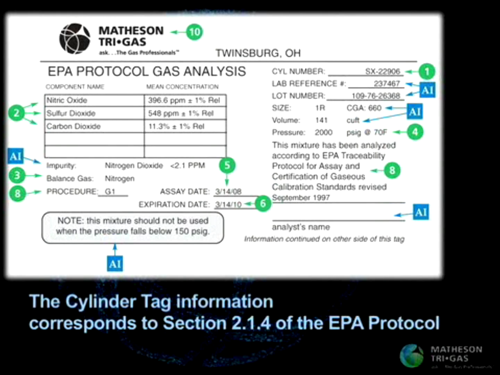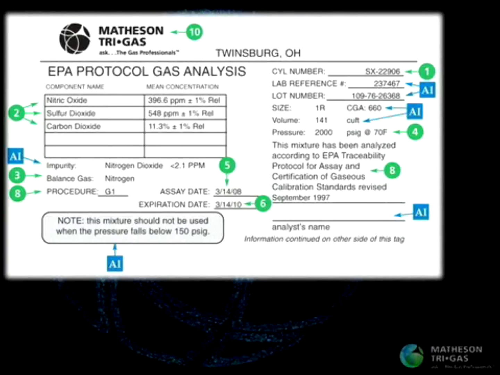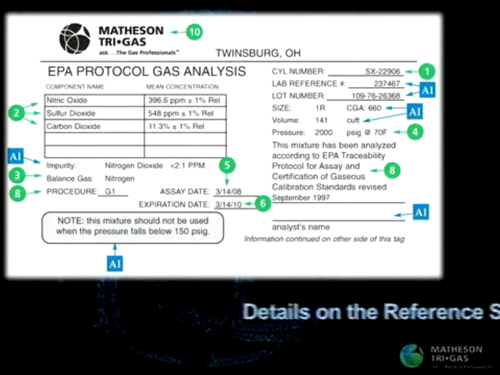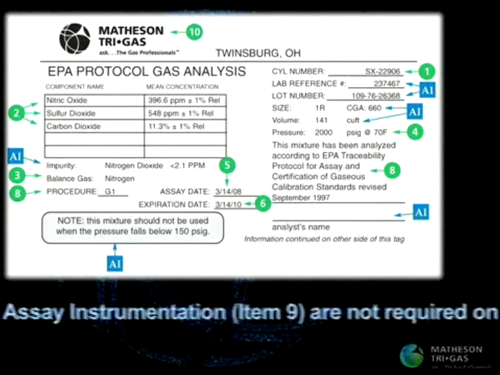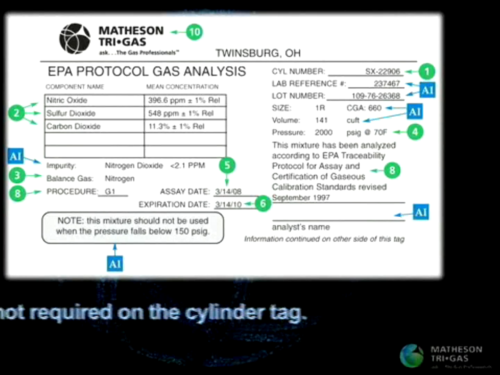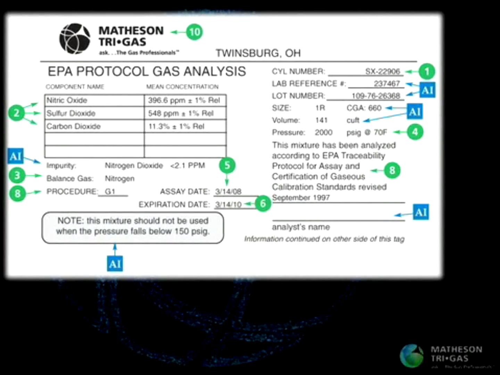5. Date of the assay certification. 6. Certification expiration date. The expiration date is calculated as the certification date plus the EPA specified certification period. 8. Statement that the assay certification was performed according to this protocol and the assay procedure used. 10. Identification of the specialty gas producer where the standard was assayed and certified. Please note that Item 7 pertains to reference standards and Item 9 refers to instrumentation. This information is on the C of A, but is not included on the cylinder tag.